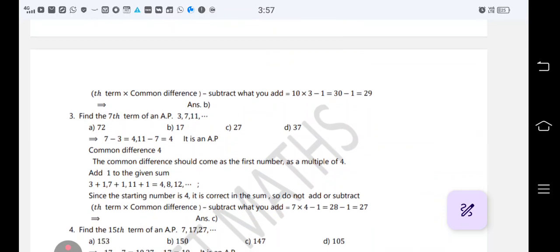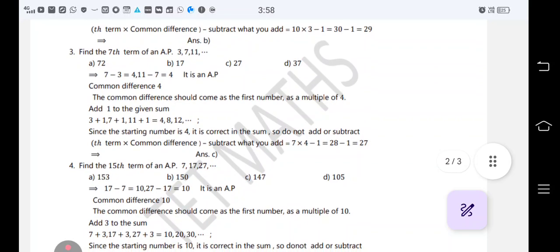For finding the nth term, nth term into common difference minus what you have added. Here we have added 1, therefore subtract 1. The nth term is 10. 10 into 3 minus 1. 10 3s are 30, minus 1, 29. The answer is in A or B or C or D. B is the answer. Very good.